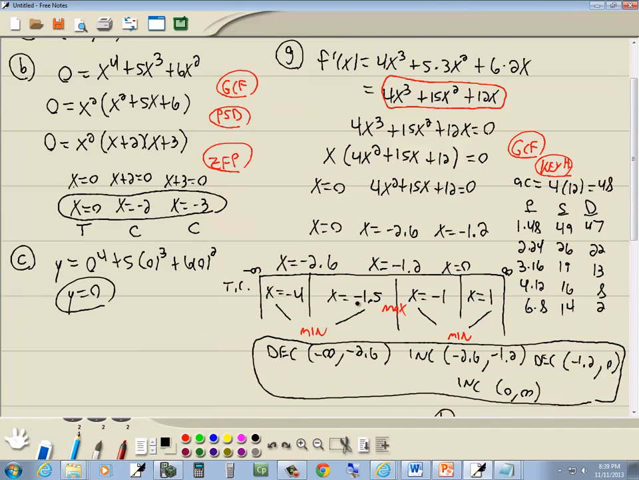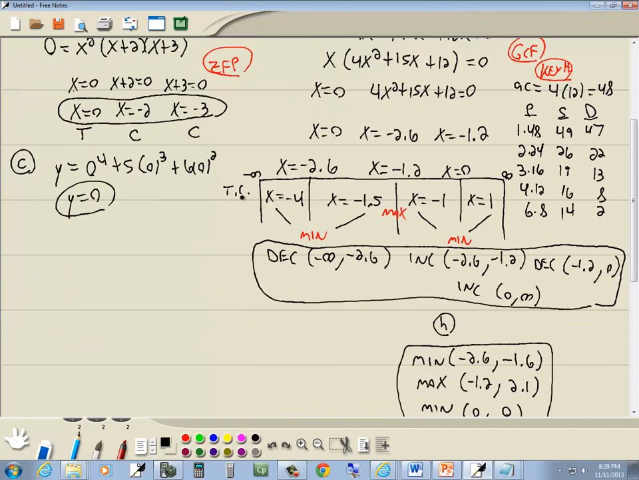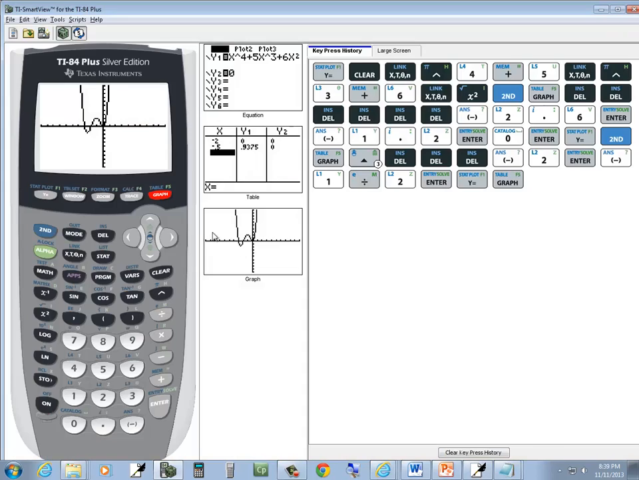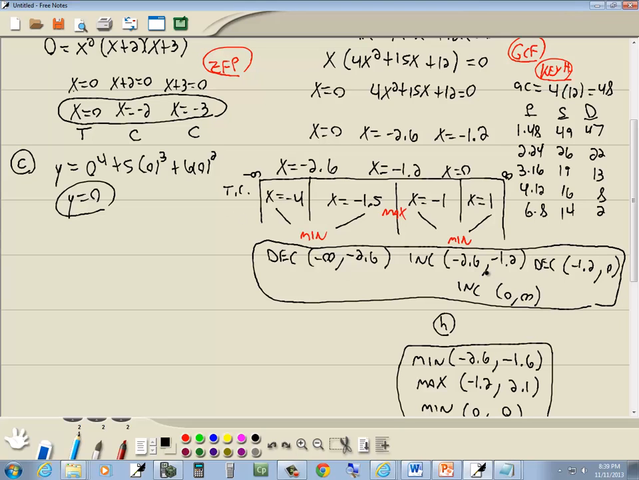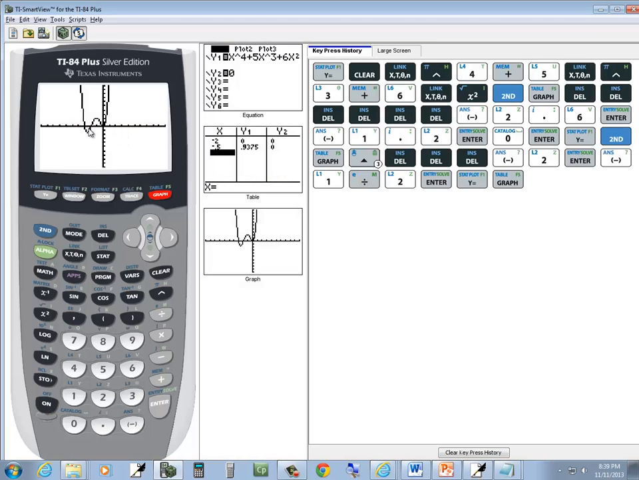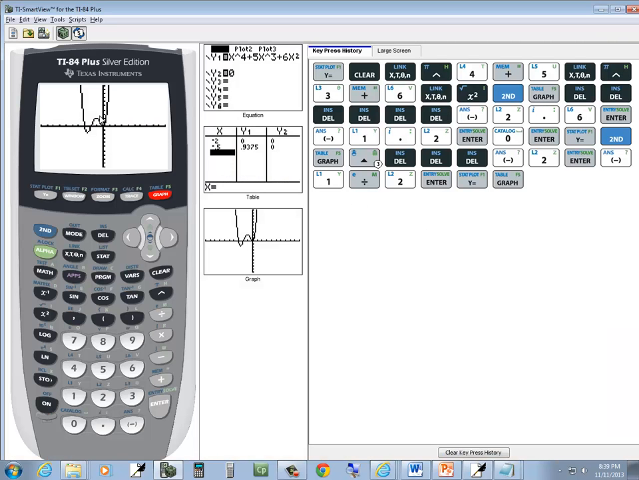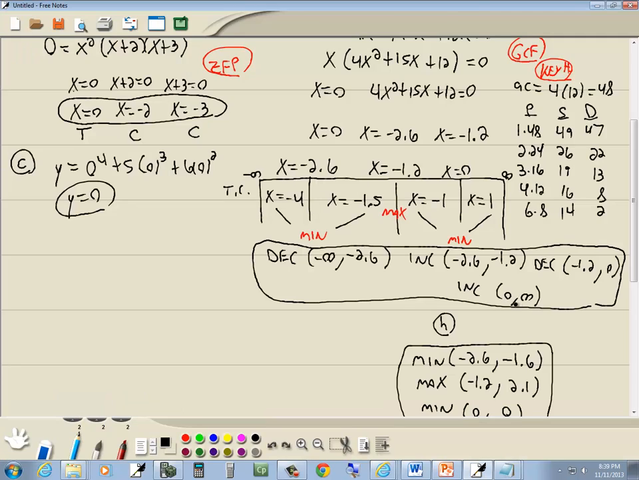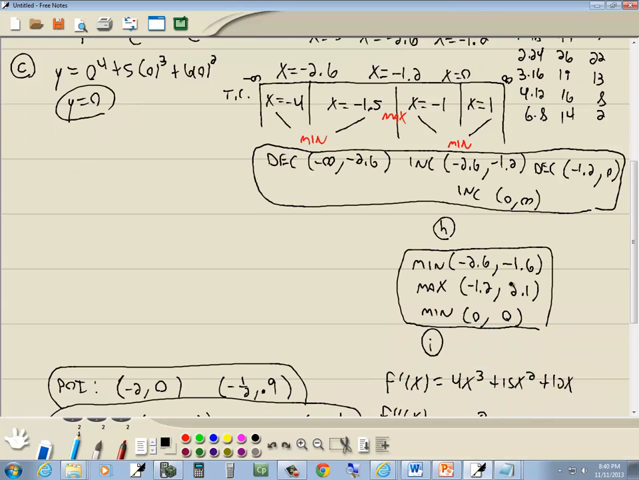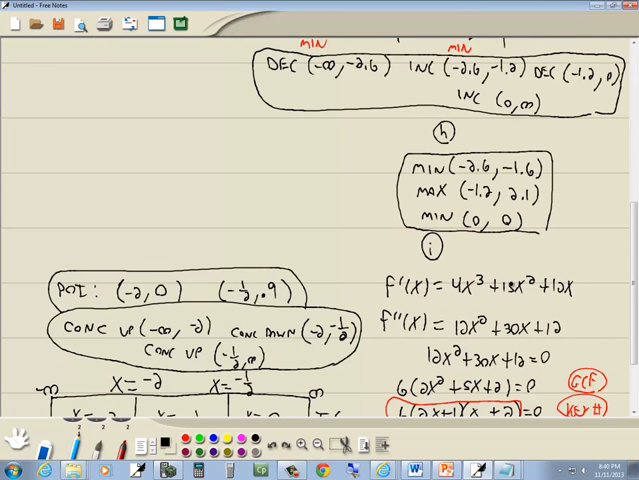Increasing, decreasing, and so forth. This says it's decreasing to negative 2.6. Yeah, that seems about right. Then it's increasing from negative 2.6 to negative 1.2. Yeah, that looks about right. And then it's decreasing from negative 1.2 to 0, and then it's increasing. Yeah, our graph looks accurate, what we're seeing on the screen.